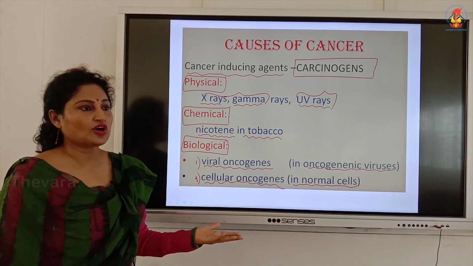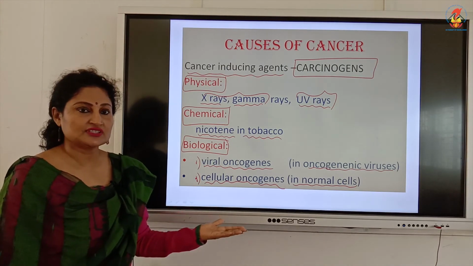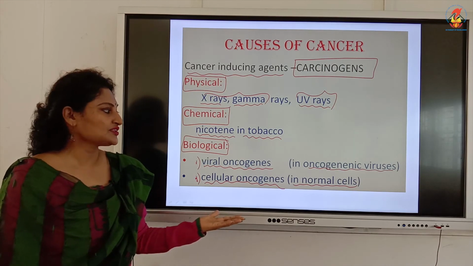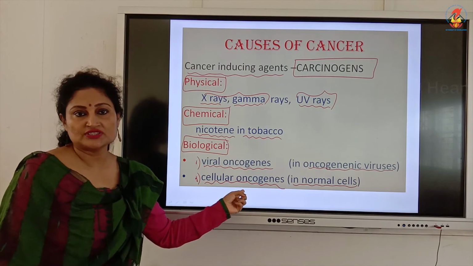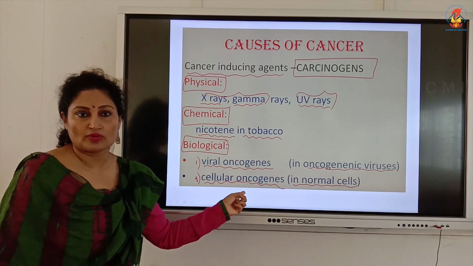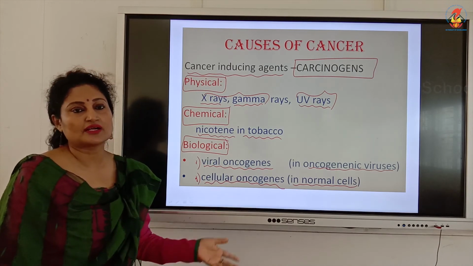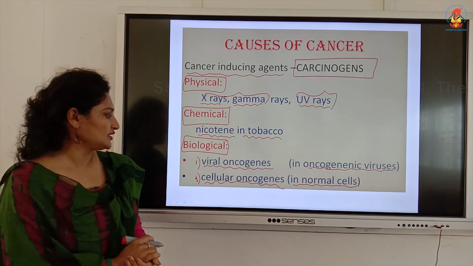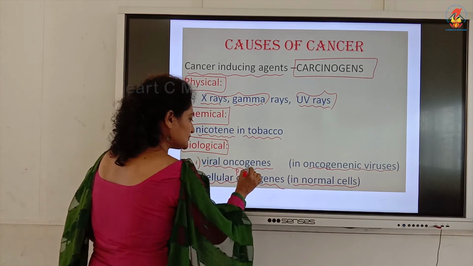Cancer need not be due to lifestyle. It need not be exposure to certain substances. Sometimes, unfortunately, our normal cells get triggered, and these cellular oncogenes, which are present in our normal cells and which under certain circumstances get activated, can bring about oncogenic transformation. These cellular oncogenes are also known as proto-oncogenes.